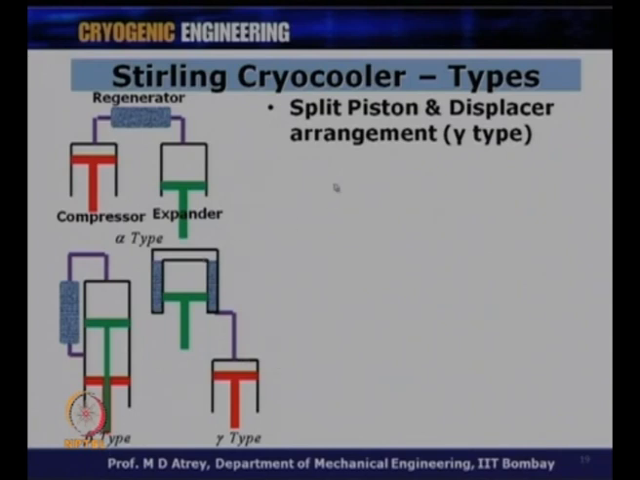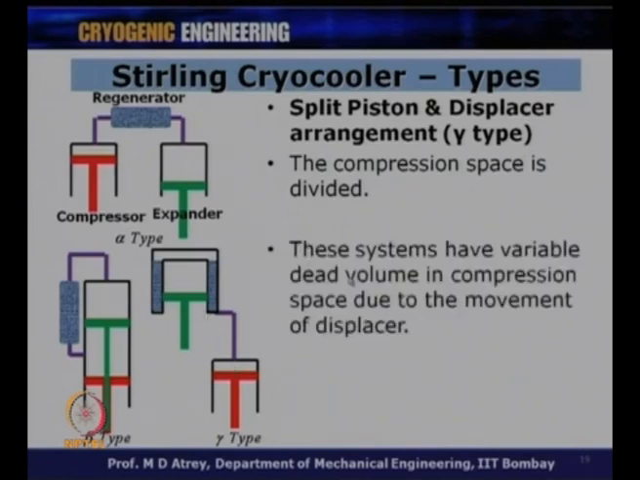Then we have another unit, called the gamma type, or split type piston displacer arrangement. In the split unit, you have a piston over here and an expander displacer over here. This is basically a displacer, while in the alpha case both are pistons. The gas may enter through the displacer, so this compressor volume is connected to the compressor volume over here. The compressor space is divided, with the compressor volume above the piston and below the displacer in the gamma type arrangement.